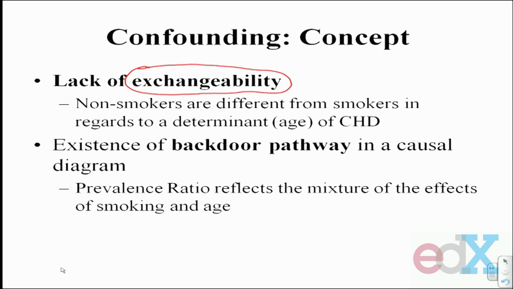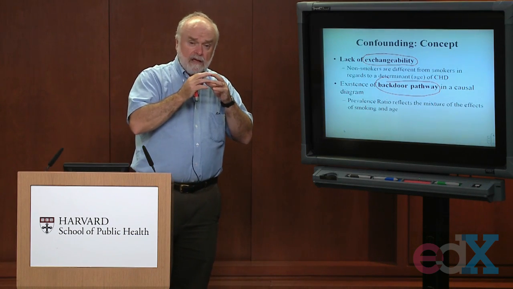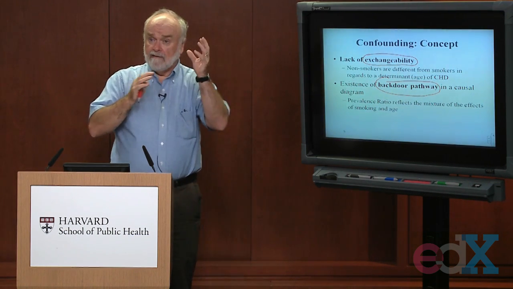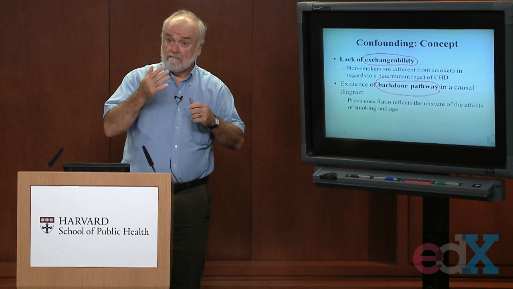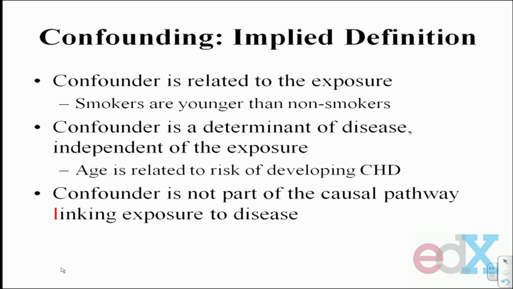In terms of that picture, it means there's this backdoor pathway, this other mechanism to explain why we might see an association between smoking and heart disease that has nothing to do with the effect of smoking. It's entirely perhaps due to the fact that the smokers are younger, and younger age brings smaller risk of developing heart disease. And the problem with confounding, when we have it in a study, is we have to separate the effect of smoking itself on our outcome from the effect of the confounder, in this case, age, on the outcome.